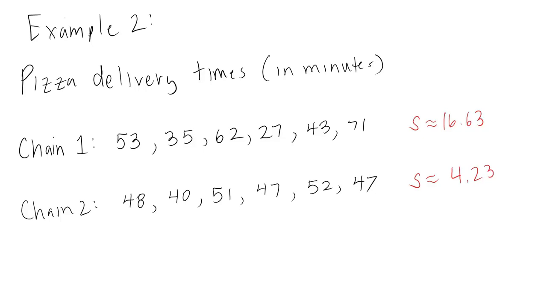The bigger the standard deviation, the less consistent the data. So in this specific example, if you know you want your pizza in around 45 minutes or so, chain 2 is a safe bet. Their standard deviation is small, the average is somewhere in the 40s. You know you're going to be getting your pizza in 45 minutes or so. If you want to roll the dice with chain 1, you could get a really fast delivery time, you could get a really slow delivery time. They're not as consistent with their delivery times, and you can see that reflected in the standard deviation.